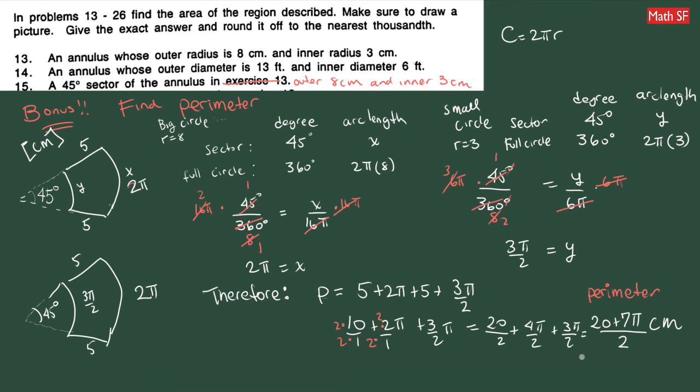So if I want to find the approximate solution, I will have to put this in my calculator. I'll put 20 plus 7 pi, all of these divided by 2, and it gives me 20 point. And the question says round to the nearest thousandth. So in the calculator we have 99.